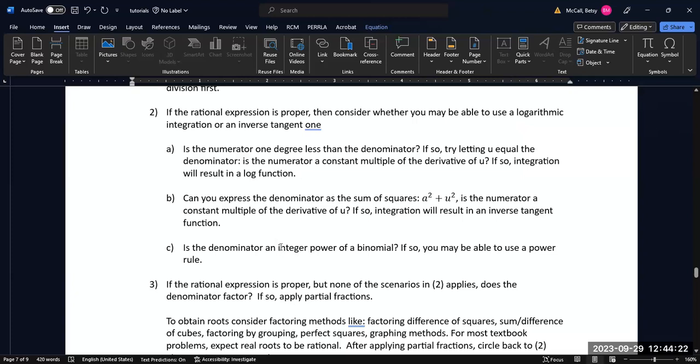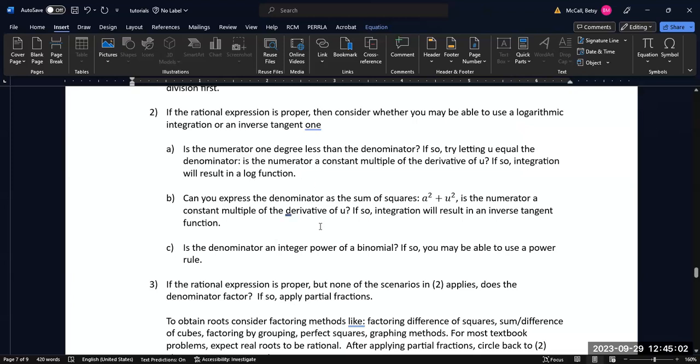And then finally, if you have linear factors in your denominator, is it an integer power or is it a power of a linear binomial? If it is, you may be able to just use a power rule on it. So, do you want to check, is this a perfect square? Maybe the derivative of my factor in my denominator is in my numerator, or maybe it's just a linear factor that's being raised to some power, and then my numerator is just a constant. I may be able to apply a power rule.